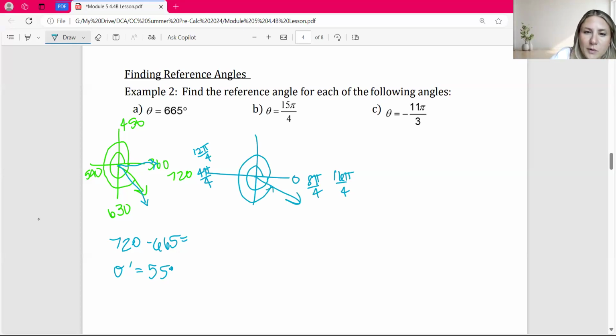That would be the formal way to draw that angle in standard position. So my theta prime, my reference angle, is going to be 16 pi over 4 minus 15 pi over 4, and we will get pi over 4.